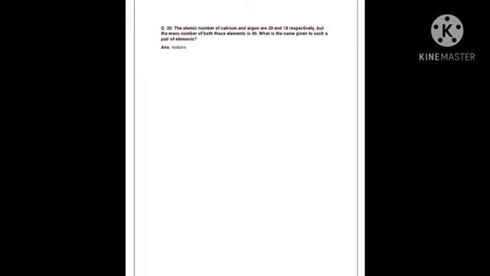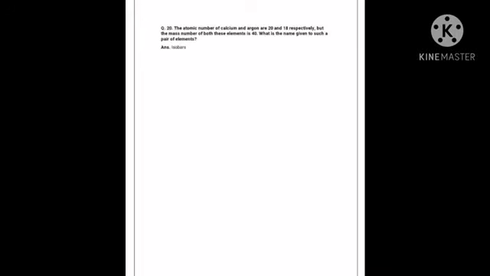Okay. Then we have the next question, what do you understand by the ground state of an atom? One of the important questions. The state of an atom where all the electrons in the atom are in their lowest energy levels is called the ground state, right? When electrons are present in their lowest energy levels, that particular state is known as the ground state of the atom.